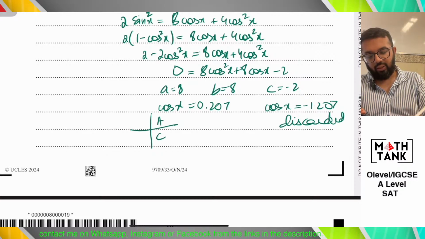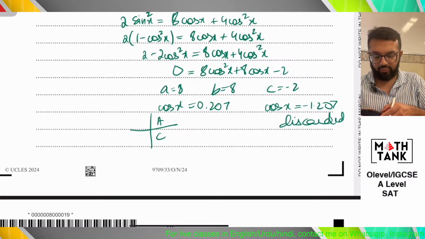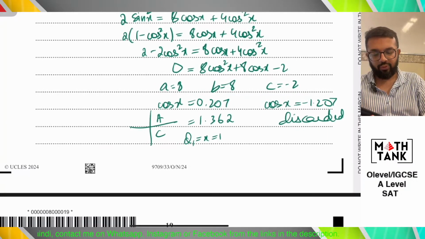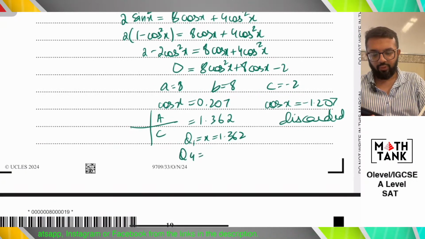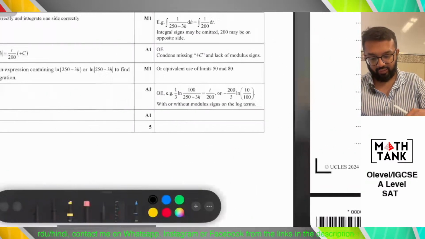This can either be in A or C. So that has to be in radians. My calculator is in radians. Shift cos inverse of 0.207 is 1.362. The quadrant 1 is just 1.362. Quadrant 4 is 2 pi minus 1.362, which is 4.92. I hope that's correct.